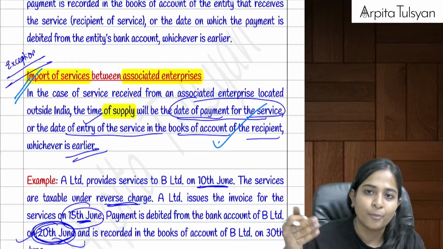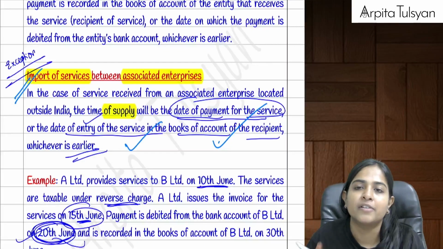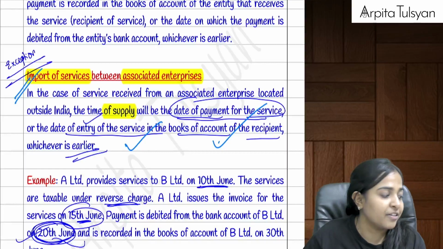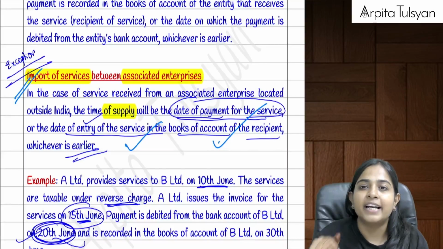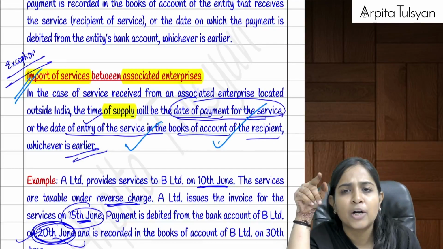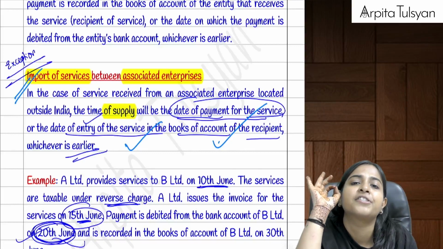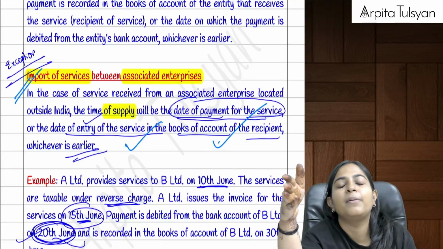Can we say we are going to make the payment? Date of payment for the service or date of entry of the service in the books of the recipient, whichever is earlier. What is the impact of this? What did we study about if the payment is made late? If the payment is made late, then the government says the maximum I will wait is the 61st day. Or we can say government is going to wait for 60 days and the 61st day will be your time of supply.